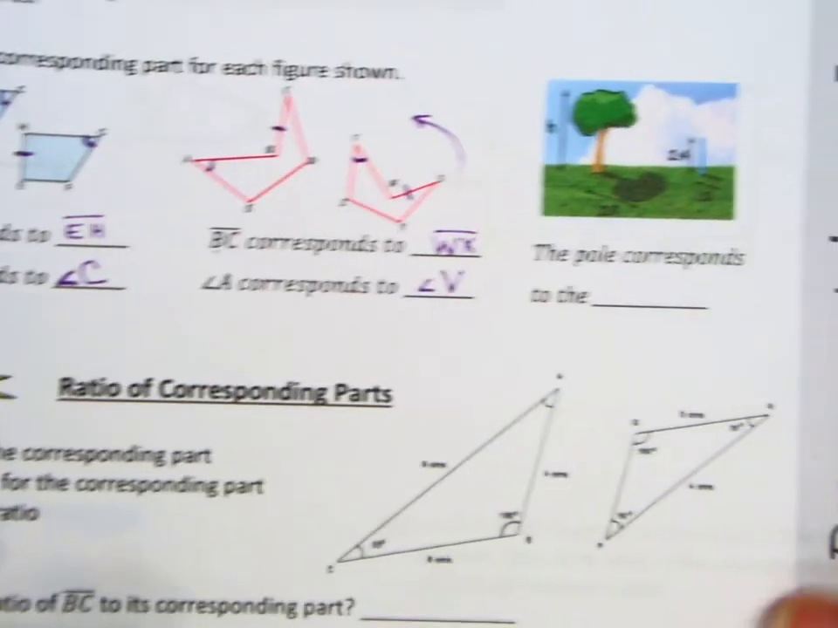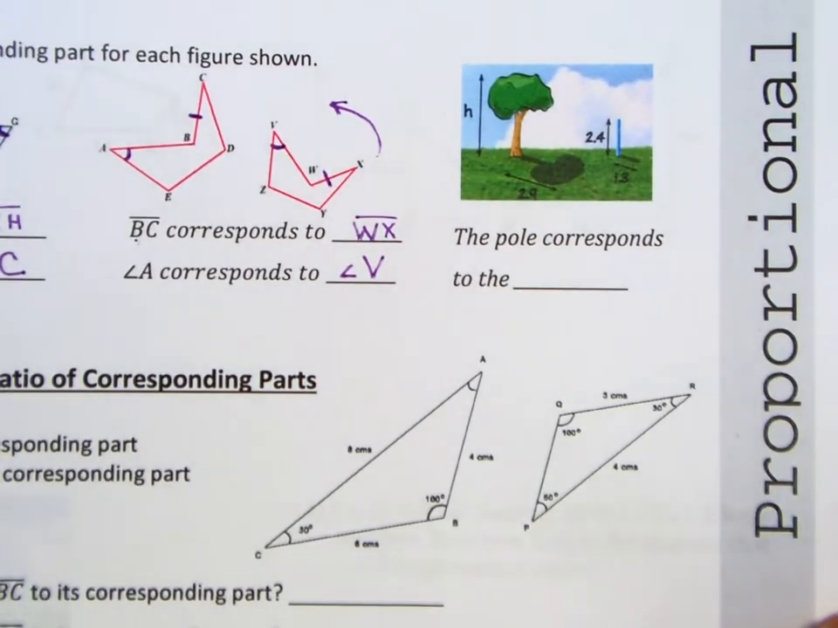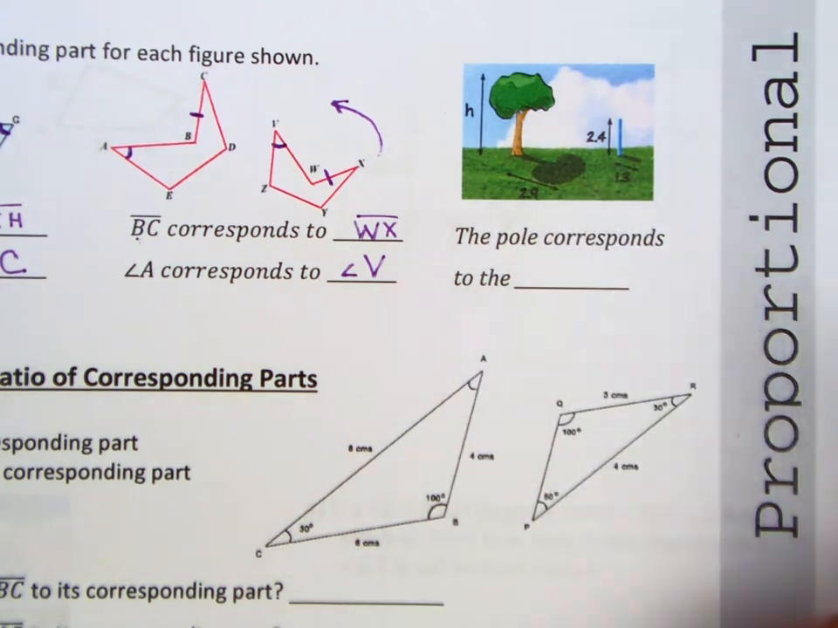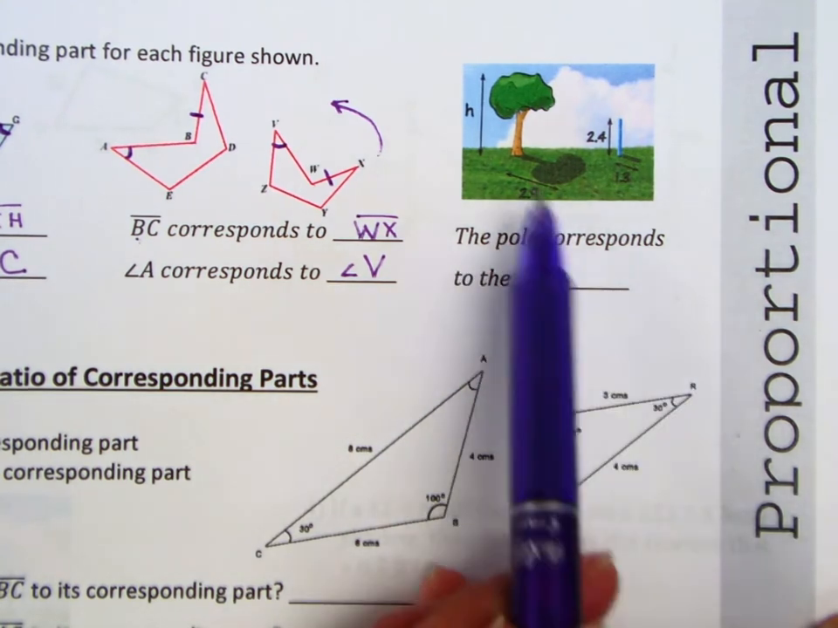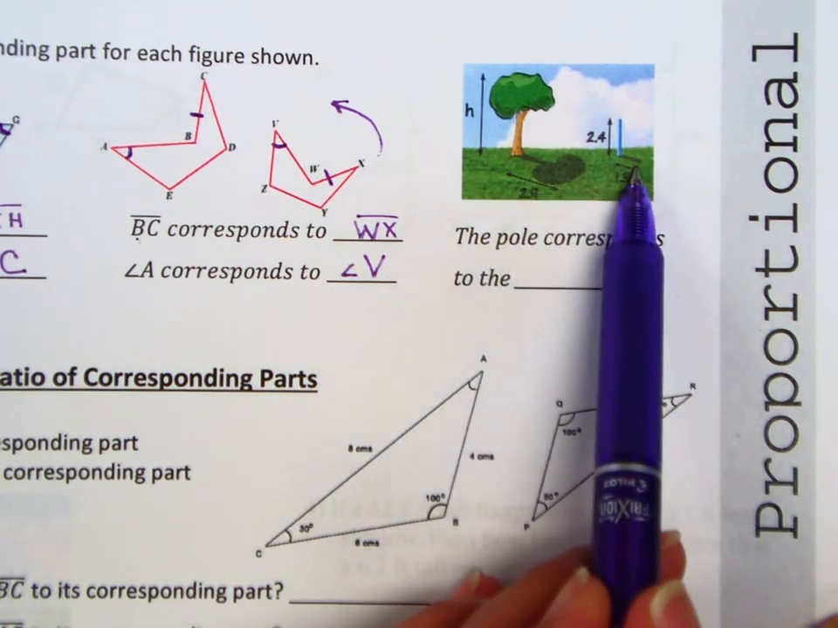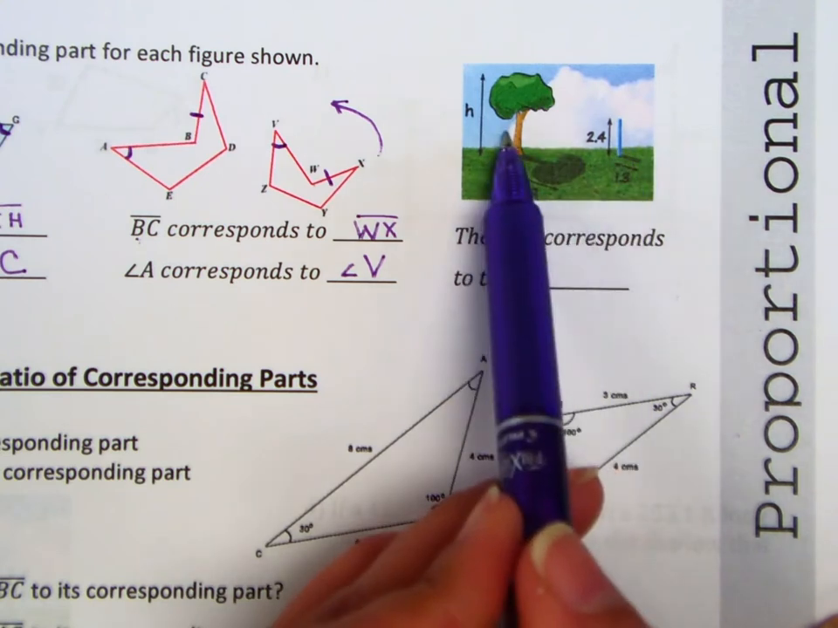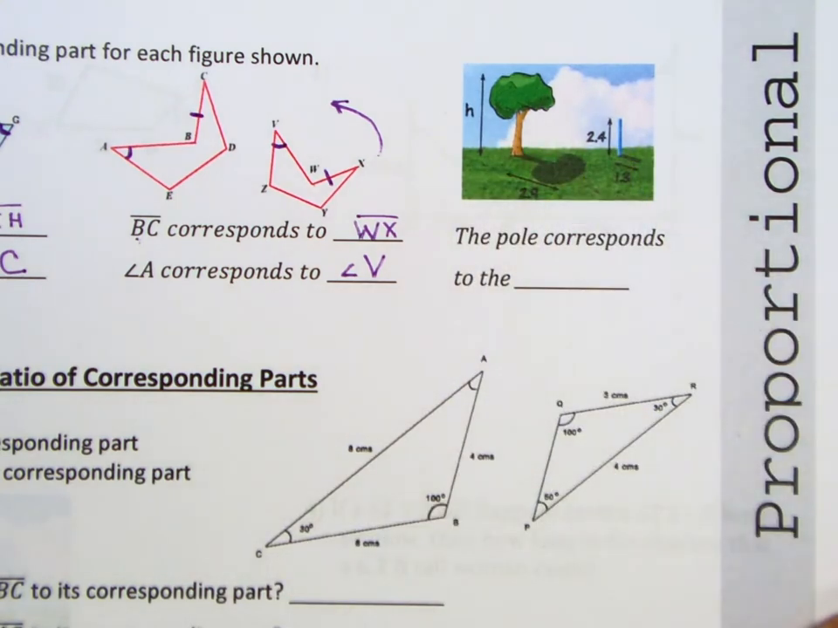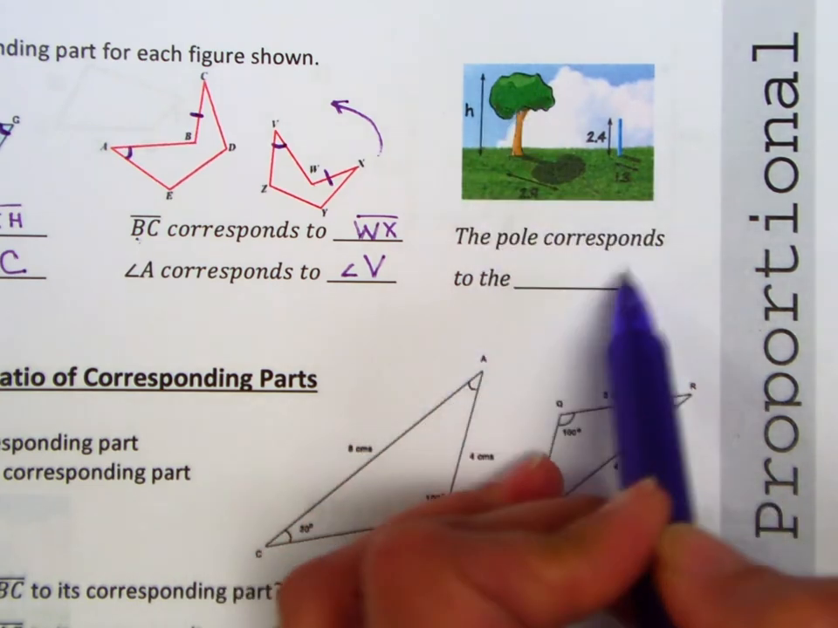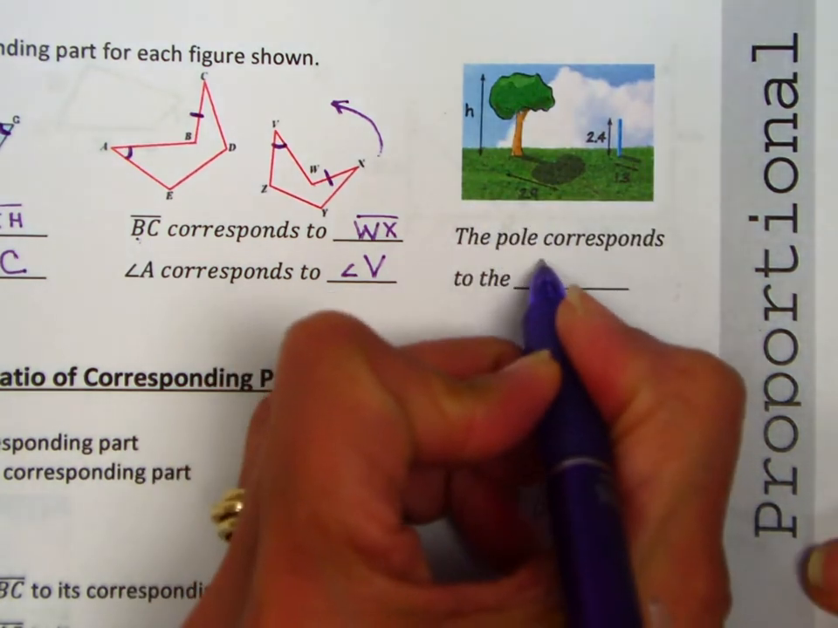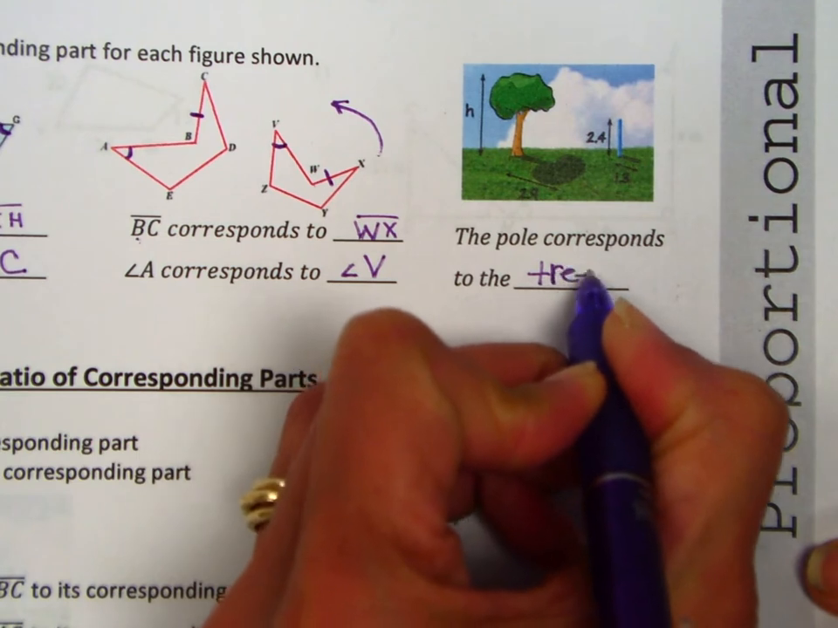And we can also do this with pictures. So I have a picture of a tree and a pole, and they both have shadows. And it looks like I need to find the corresponding parts. The shadow of the tree can correspond to the shadow of the pole, and the tree and the pole are corresponding parts. So the height of the pole corresponds to the height of the tree.